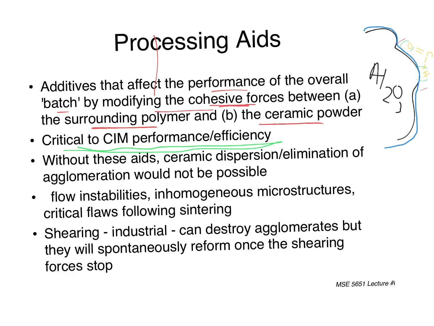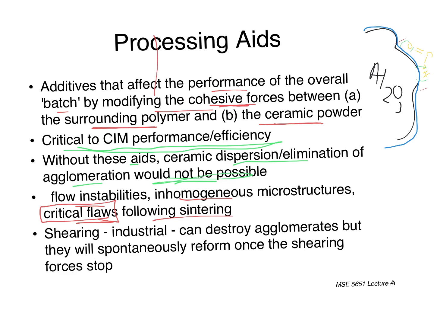Well, it's putting these aids on it, taking the powder, drying it out, and then throwing it into some type of polymer-based batch. But without these aids, ceramic dispersion or elimination of agglomeration would not be possible. All right, regardless of how much shear you throw at it, the polymers aren't going to do this on their own. You need these additives and that type of chemistry to get to the goal. If you don't, you have flow instabilities, inhomogeneous microstructures, critical flaws, and of course the death-dealing thing, involving sintering.